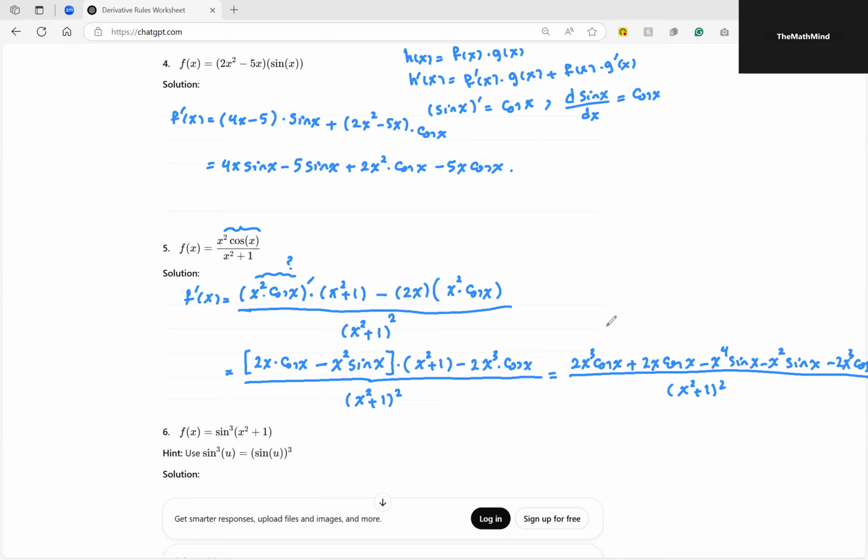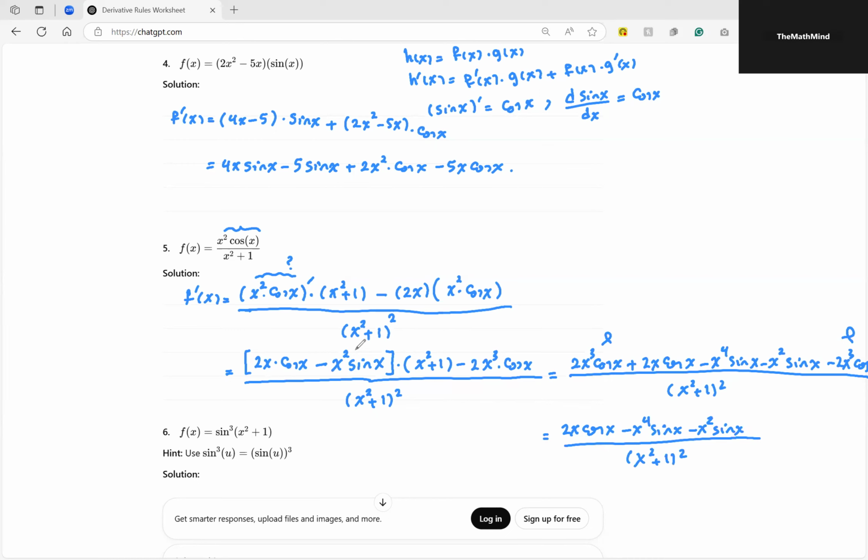And as you see in the top, these terms are cancelled. So the final answer will be 2x cosine x minus x to the 4 sine x minus x squared sine x, and then divided by x squared plus 1 to the power of 2.